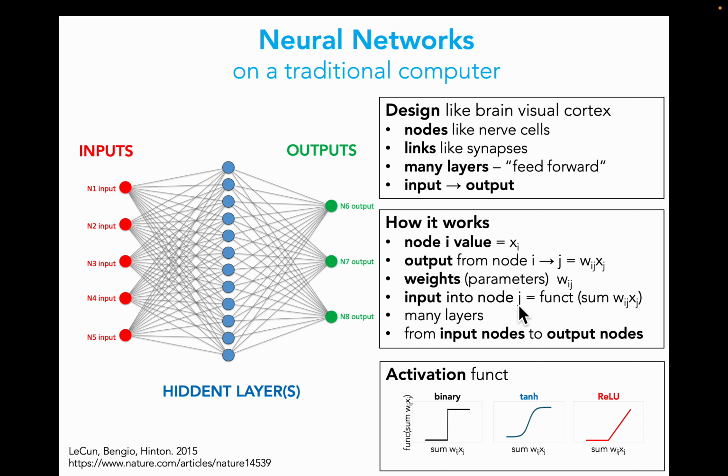And the input into a given node means the sum of all those inputs changed by a function, which is called an activation function. And there are several different nonlinear algebraic activation functions. This system will have many layers, and the information travels from the input nodes to the output nodes.